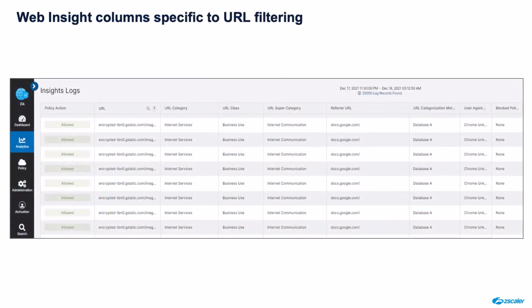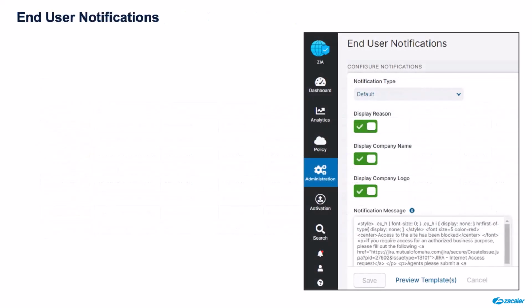Another snapshot shows how a typical Web Insights log looks. We have close to 90 plus fields we record for each and every web transaction. Anytime a user goes to a destination on the internet, we record more than 90 fields with all the information you need for identifying, understanding, or troubleshooting.